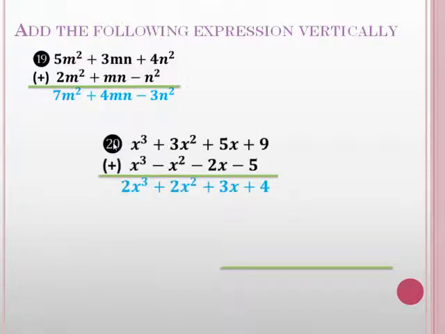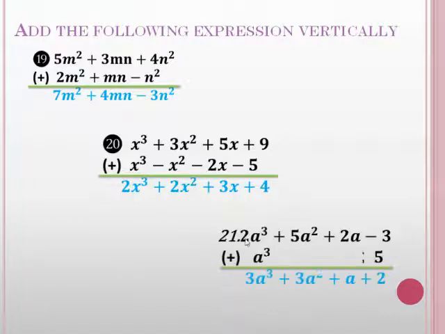Now the next question is question number 20. The first expression is x cube plus 3x square plus 5x plus 9. The second expression is x cube minus x square minus 2x minus 5. Now here we have to add plus 9 and minus 5, which is plus 4, then plus 5x minus 2x, which is plus 3x, then plus 3x square minus x square. This variable has the coefficient 1, so here we add plus 3 minus 1, which is equal to 2x square. And these variables have the coefficients 1 and 1, so we add x cube plus x cube, which gives the answer 2x cube.